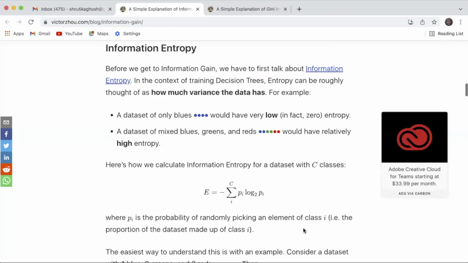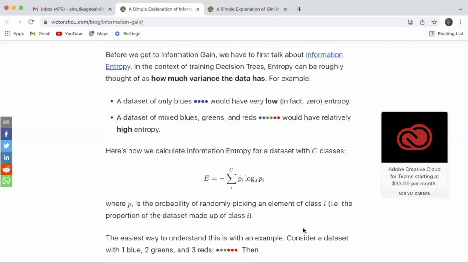Now, if we want to calculate the information entropy, this is the formula, which is a little different from the formula we saw for the Gini index or Gini impurity. Here you can see minus the summation of p_i log2 p_i, from i equal to 1 to C. In the Gini index, you saw p_i times (1 minus p_i). Here you can see p_i log of p_i.